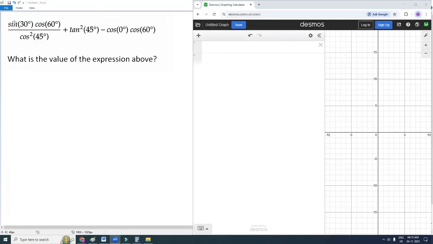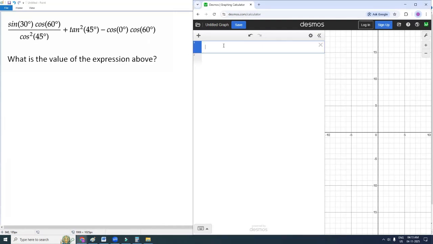Okay, let's go to the question. Sine of 30 degrees times cosine of 60 degrees divided by cosine square of 45 degrees, plus tangent square of 45 degrees, minus cosine of 0 degrees times cosine of 60 degrees. Here we don't need the trigonometric ratio table or the unit circle to get the value of each trigonometric ratio in the given expression. So we can use Desmos to get the value of the given expression easily.